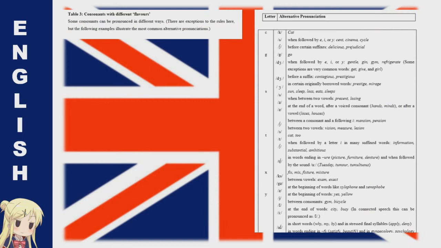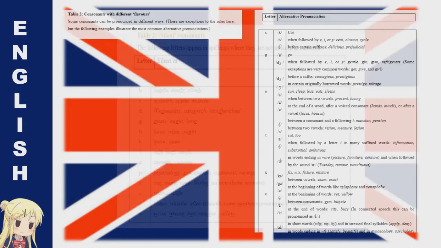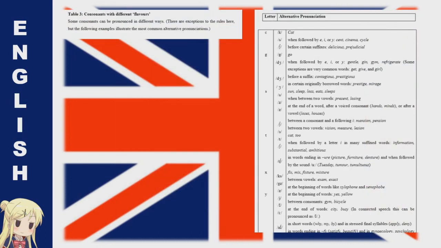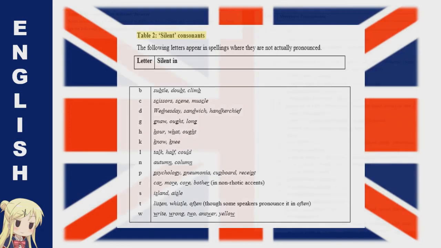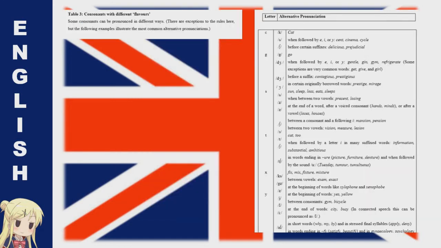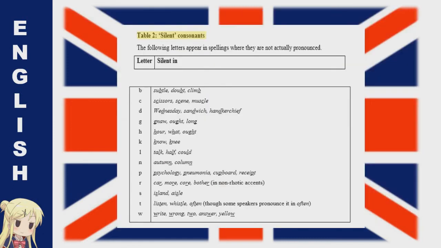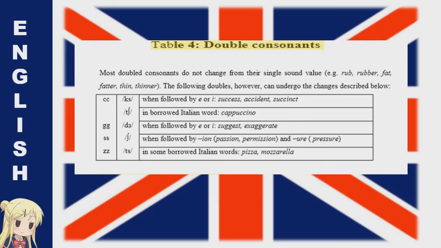The next one is consonants with different flavors. Some consonants can be pronounced in different ways. Like we have been talking about earlier, the letter C is pronounced K in cat, or it can be pronounced S as in cinema or cycle. The other letters can also be pronounced in many ways.